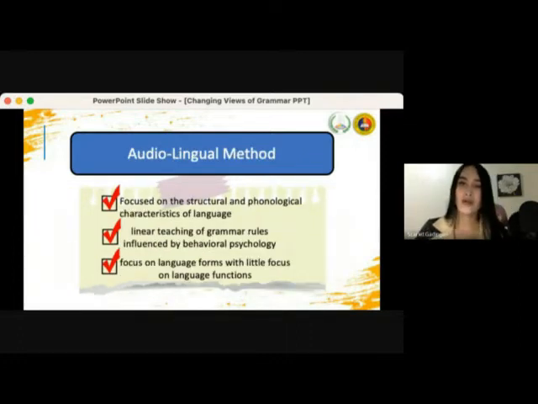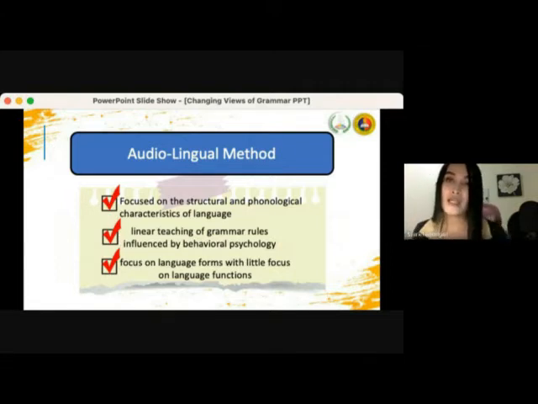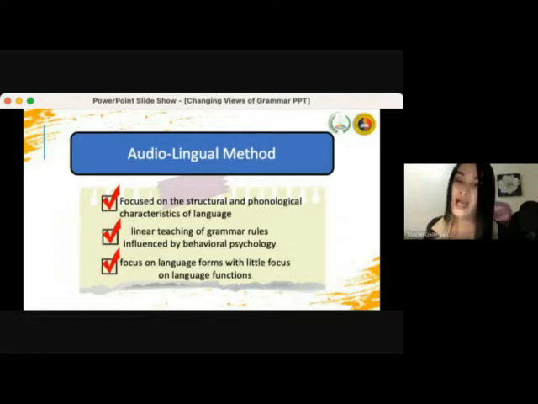And then for audiolingual method, there's a strong focus on the structural and phonological characteristics of language. That's why there's this high use of imitative or imitation exercises. And then it is taught in a linear manner. Okay, the grammar rule is taught in a linear manner, which is heavily influenced by behavioral psychology. You have B.F. Skinner. So that's of course the imitation thing there. Okay, the imitation process. That's why this is called the army method, if you remember. Okay, and there is a focus on language forms with little focus on language functions.